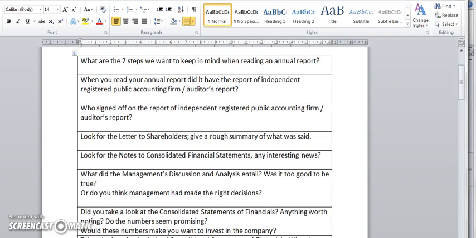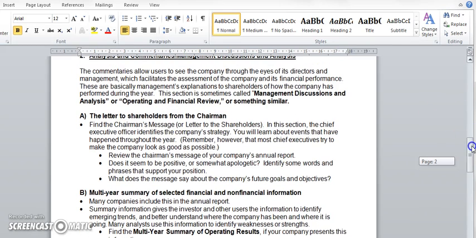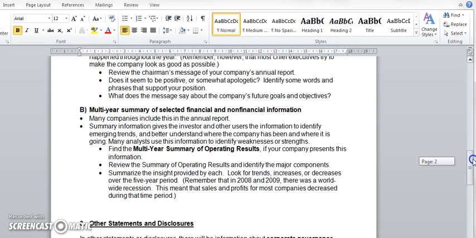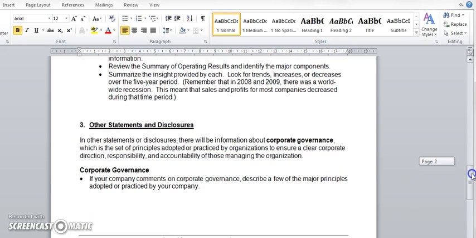Okay, now let's just go back. So we've looked at the fact that the annual report is issued to the owners of the company, and it looks at the trends, and it looks at what's going on in the world, so it puts things into context.